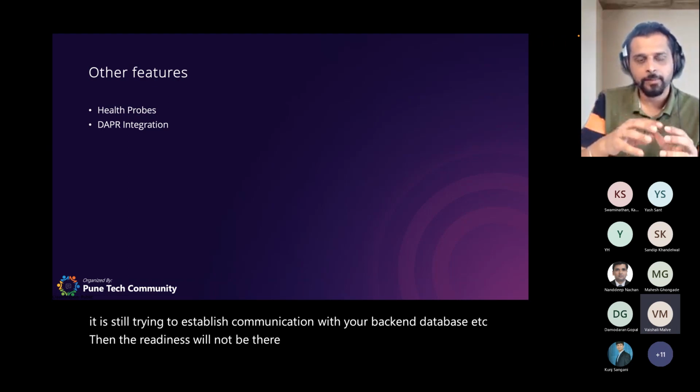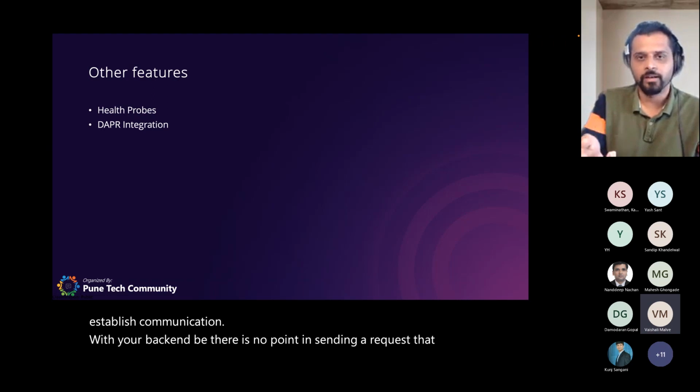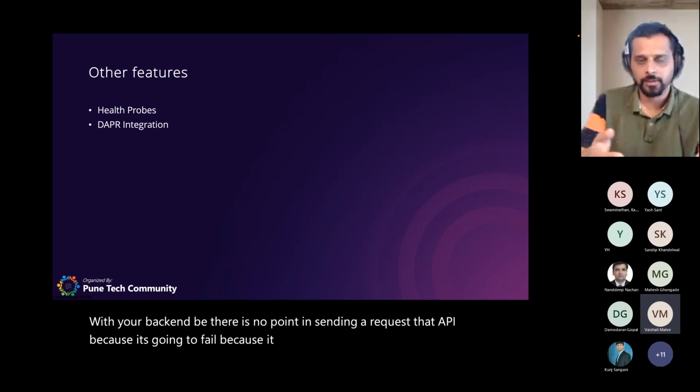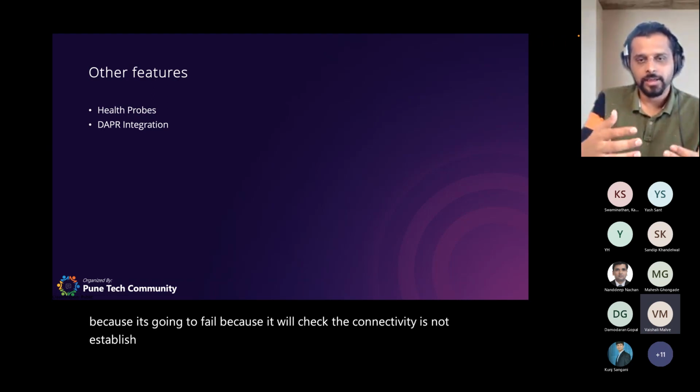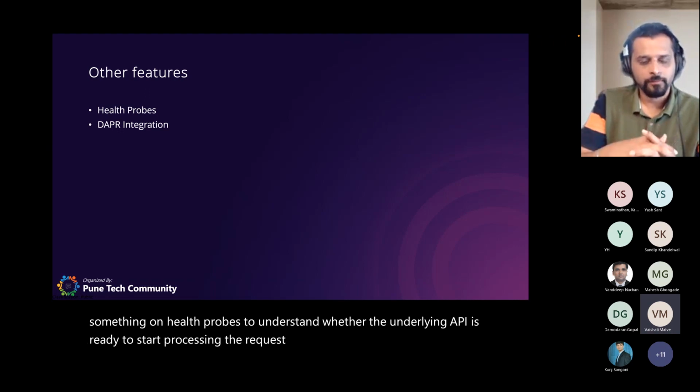So until your API is able to establish communication with your backend DB, there is no point in sending any request to that API, because obviously it's going to fail, because the connectivity is not established, or whatever the reasons may be. So in such cases, we use health probes to understand whether the underlying API is ready to start processing requests. That's what you use health probes for.